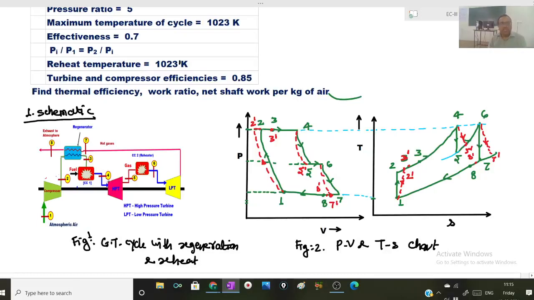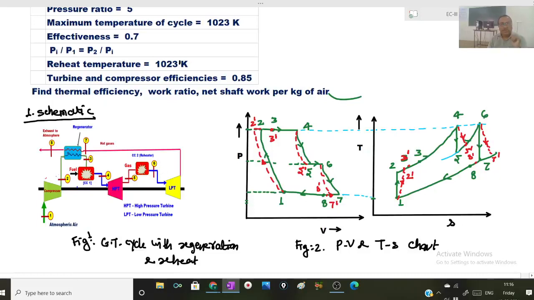3 to 4 is isobaric heat addition in the combustion chamber. 4 to 5 represents isentropic expansion in the high pressure turbine, where 4 to 5 dash represents actual expansion in the high pressure turbine. 5 to 6 represents reheating at constant pressure, where 5 to 6 dash represents actual reheating. 6 to 7 represents isentropic expansion in the low pressure turbine. 6 to 7 dash represents actual expansion in the low pressure turbine.